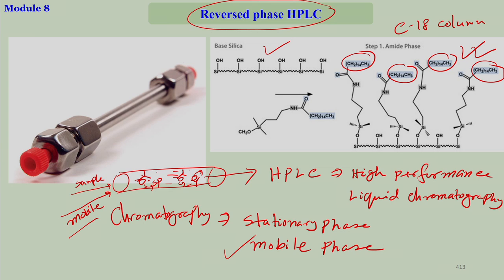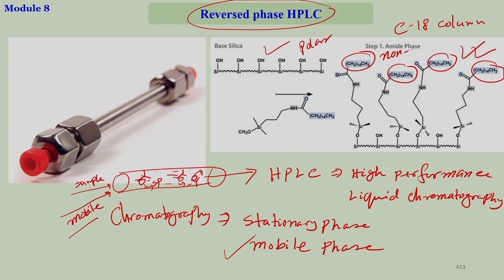There are variations of chain lengths. One typically used column is called the C18 column. So long carbon chains are at the end of the material, and that is packed inside this column. What is the property then? If you have a long carbon chain, that means the stationary phase is highly hydrophobic in nature. Why is it called reversed phase? The basic stationary phase originally was silica, and silica has hydroxyl groups, so it is polar, and you have modified the silica to make it non-polar.